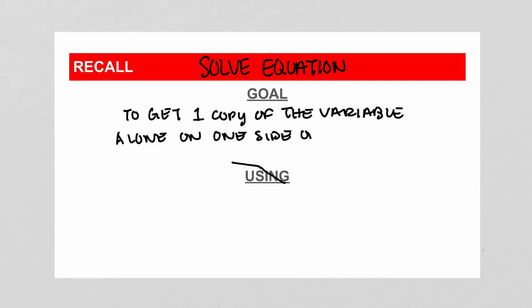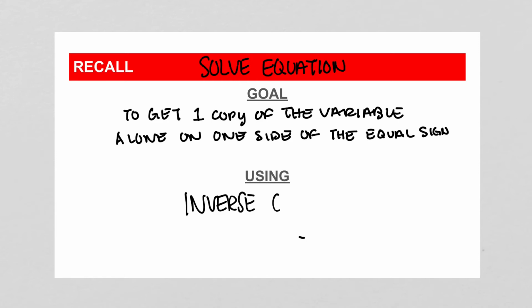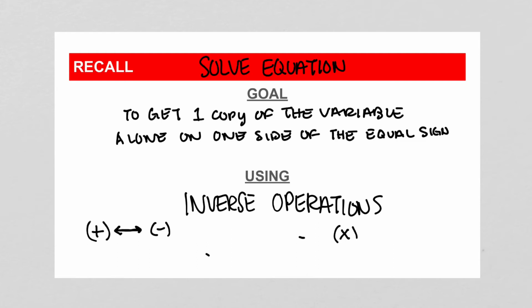On one side of the equal sign. And how are we going to do that? We're going to do that using inverse operations. So remember, the inverse of add is to subtract. Likewise, the inverse of subtraction is addition. And the inverse of multiply is to divide, right? And likewise, to undo division, you would multiply.